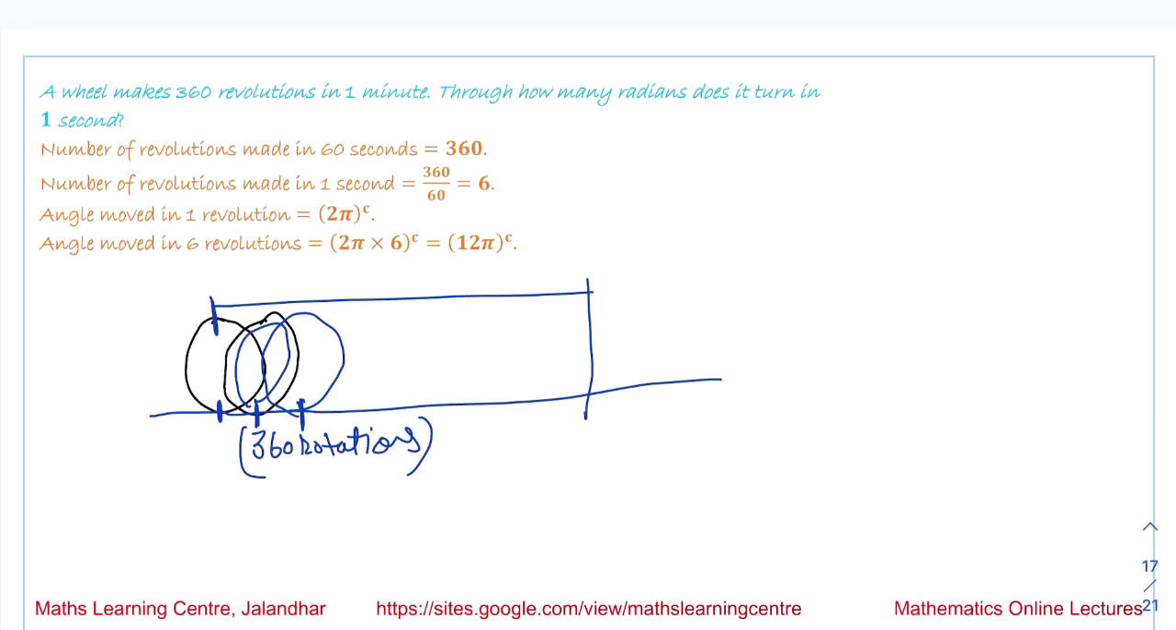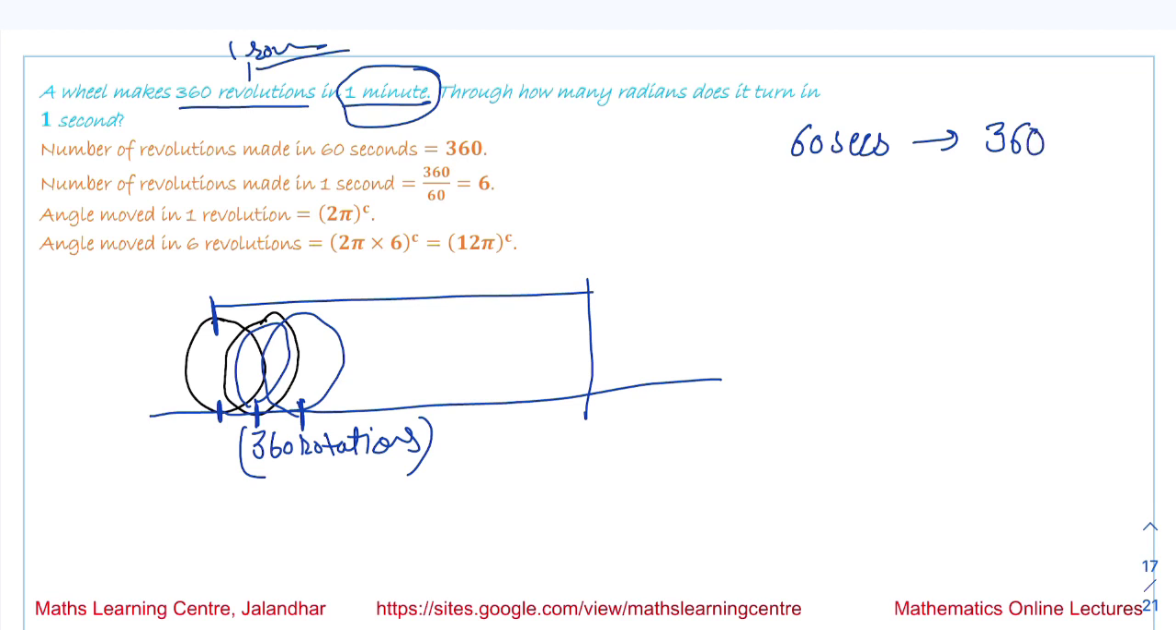Through how many radians does it turn in 1 second? In 1 minute it is making 360 revolutions. We want to find how many revolutions it makes in 1 second. In 60 seconds it is making 360 revolutions. In 1 second it will make 360 by 60, which is equal to 6 revolutions.